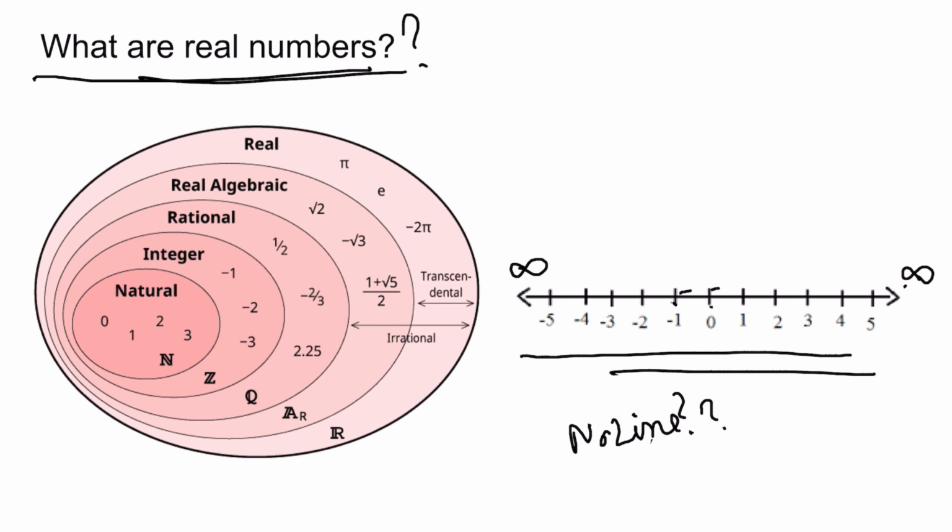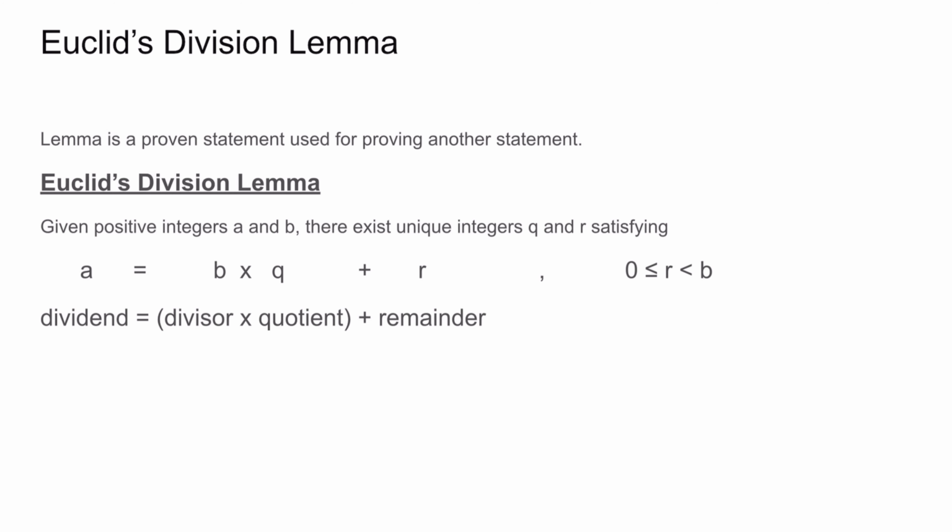Now, you see that there are natural numbers which are 0, 1, 2, and 3. Then the bigger circle tells us all the integers are a part of it. Then we come to the rational numbers, which are all the fractions, as you can see. Then real algebraic numbers, which are under roots of everything, like under root 2, under root -3, 1 plus under root 5, and all of them. And then the real numbers, which are pi, e to the power of something, -2 pi, and all of that. Now all of these numbers, the natural numbers, integers, rational numbers, real algebraic numbers, all of them combined give us real numbers.